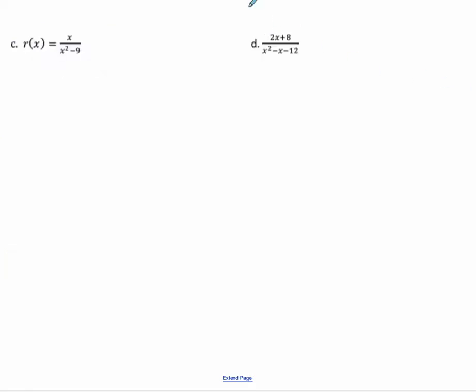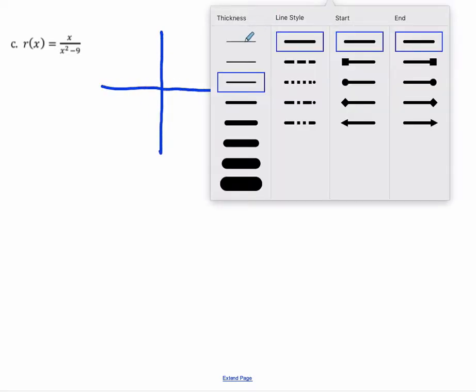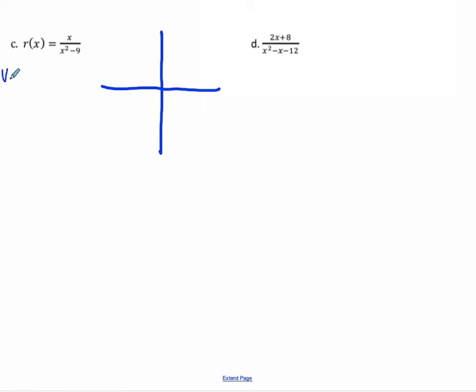Okay, next let's look at these two functions. And here it looks very similar to the first, so I think we're going to have a fairly similar shape. But let's get the vertical asymptotes first. I'll draw it over here. So the vertical asymptotes are positive negative 3. Horizontal asymptote, as x tends to infinity, y goes to 0.